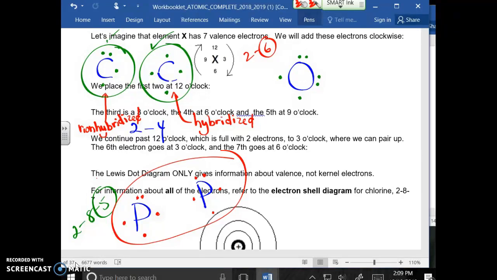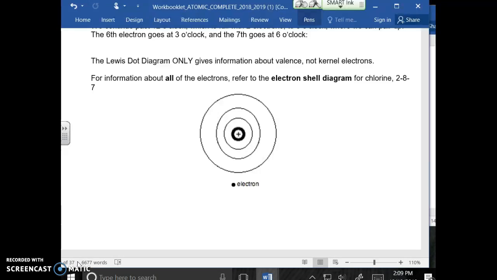There's one final thing on this page. I'm going to summarize with a contrast. Remember what I first said. If I want to show all of the electrons of an atom in the ground state, I will draw something called an electron shell diagram. So notice here, I have 2 electrons in the first energy level. I have 8 electrons in the second. So notice the arrangement, I'll draw it the same way.